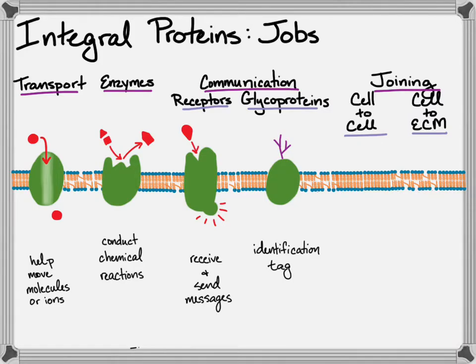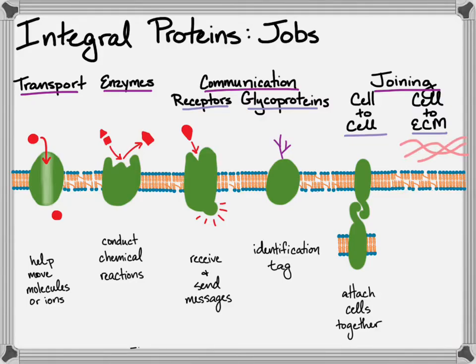And I grouped the final two types under a joining category. You've already probably learned about gap junctions by the time you're watching this. That's one example of the type of membrane protein that joins cells together. So cells can attach to other cells when their proteins stick to the proteins of other cells. Tight junctions are another example of this. Cells can also attach to the extracellular matrix, which we call the ECM, or the cytoskeleton.